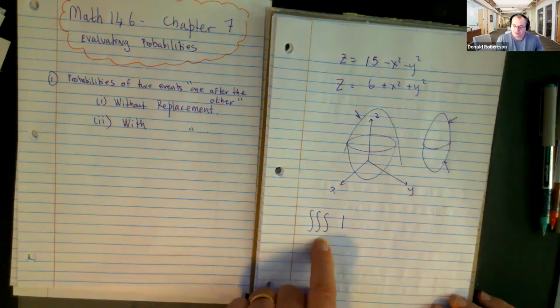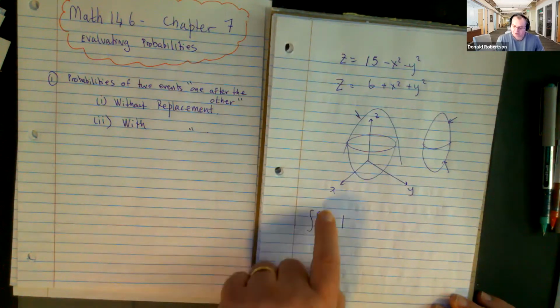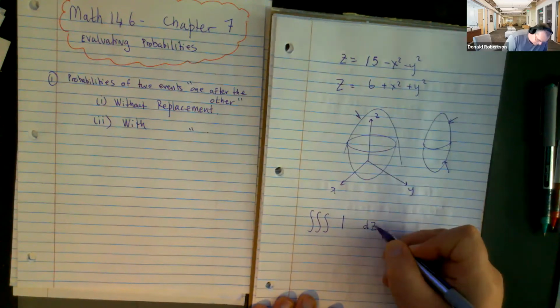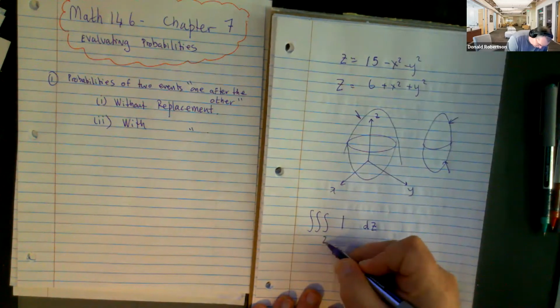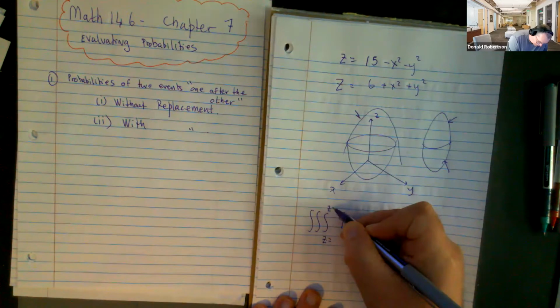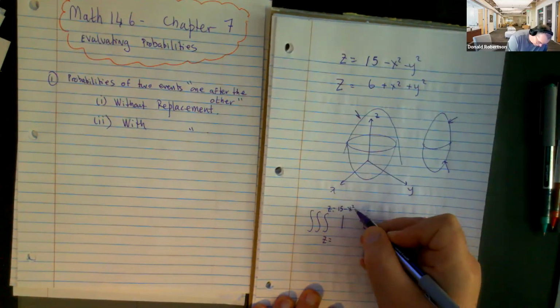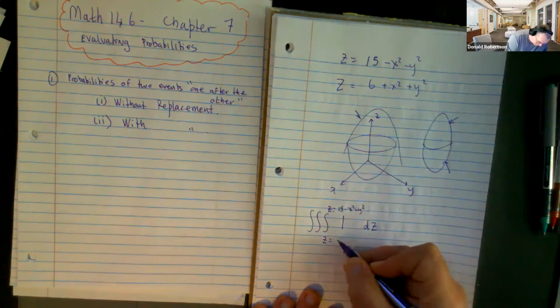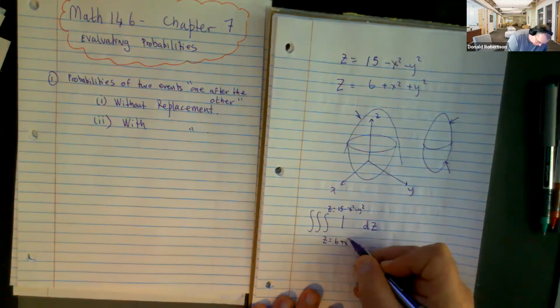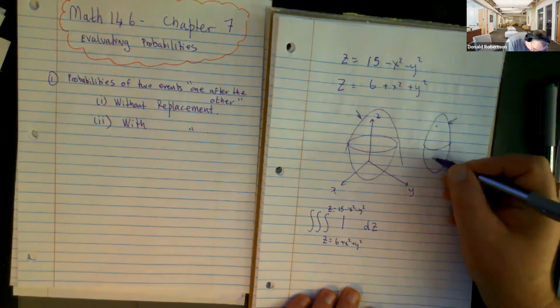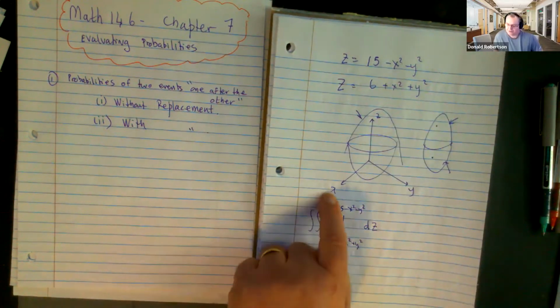And so all we need to do is find the limits of integration. And when it's a volume question, the most common one is Z. And so the two Z guys that I'm going to use are these guys here. So they're going to be 15 take away x squared, take away y squared. And this guy's going to be 6 plus x squared plus y squared. Are you comfortable? Top guy, take away bottom guy, right? Z to Z.